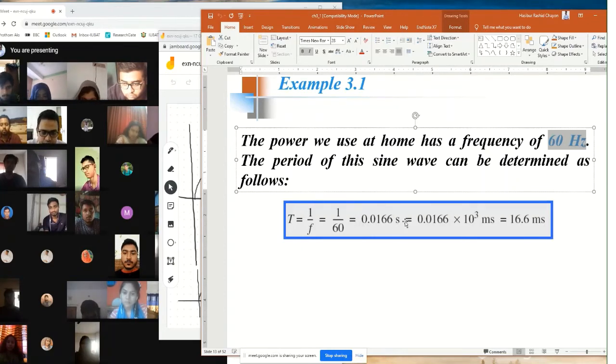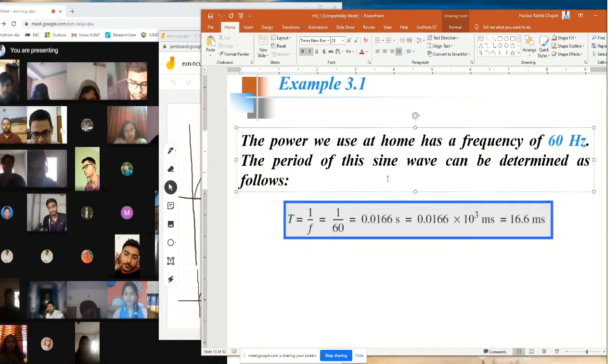You don't need to convert it into milliseconds if the question didn't ask you to. Please remember that if the question does not ask you to give the answer in any particular unit, you don't need to convert it. Our standard is second and hertz, because time is in seconds and frequency is in hertz. That is our standard unit. You don't need to change it if the question is not asking.